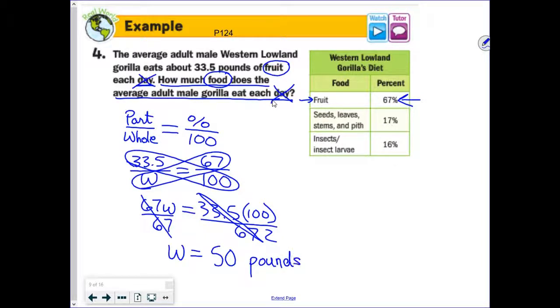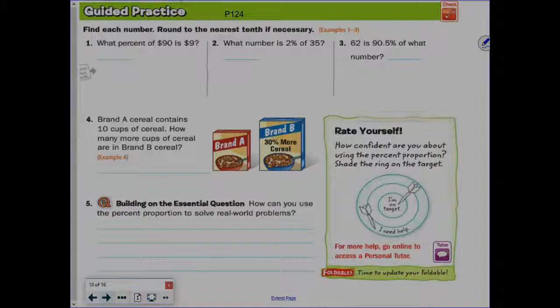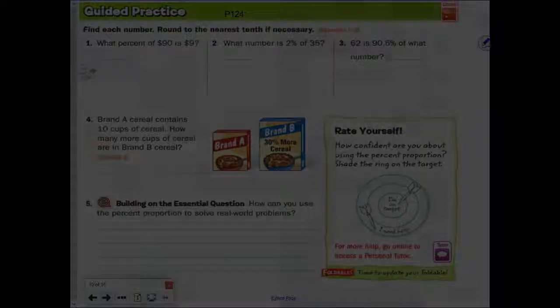Of the 50 pounds of food that the gorilla eats each day, 67% of it is fruit. That is 33.5 pounds of fruit. So the gorilla eats mostly fruit in its diet. Well, that takes us up to the guided practice on page 124. Go ahead and complete those letter problems, and we will go over them together in class.